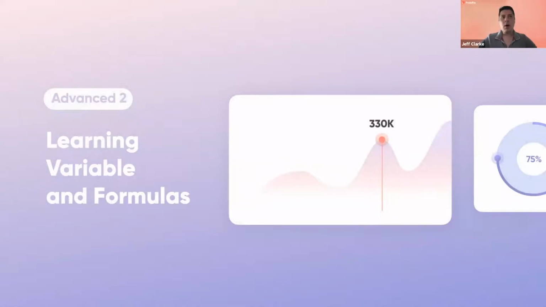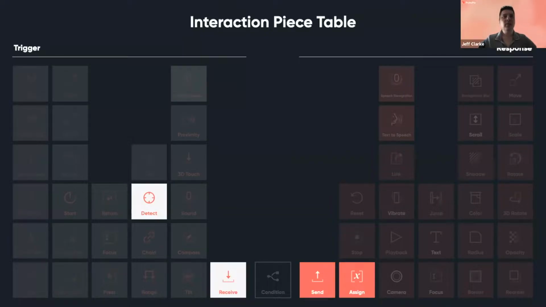We're going to be building on all of the amazing things we learned, and we're going to learn how to use detect. We're going to learn how to use receive, and we are going to learn how to use send and assign. So 2 new triggers, detect and receive, and 2 new responses, send and assign. And this will bring out some of the most capable things that ProtoPie can do.